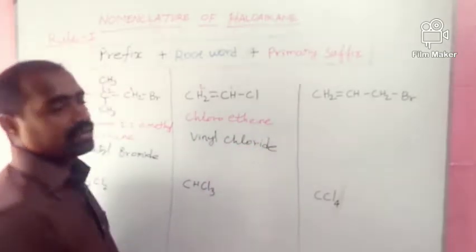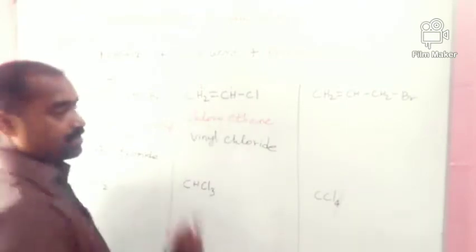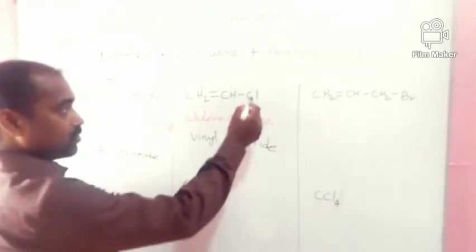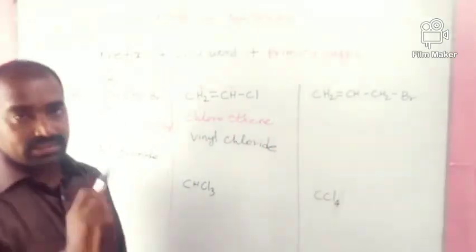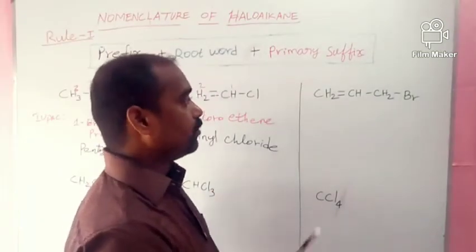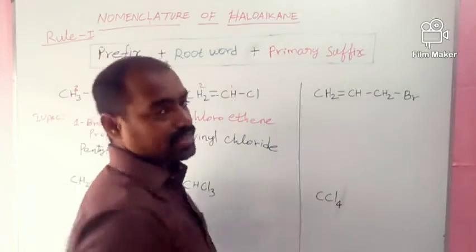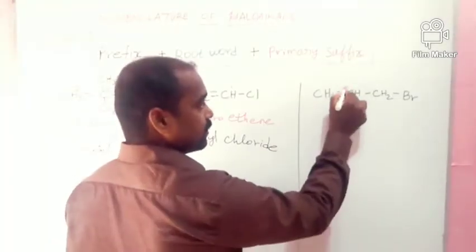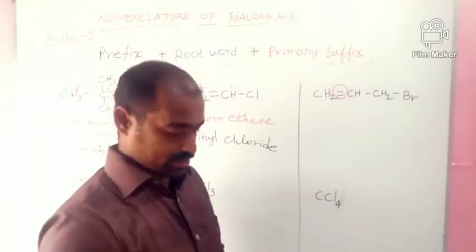Vinyl chloride. Remember it. A classification of the haloalkane. Already we see that chlorine directly attached to the double bond is a vinyl. So next, this compound, third compound, look at it. This is also an unsaturated compound because we clearly see the double bond is present.